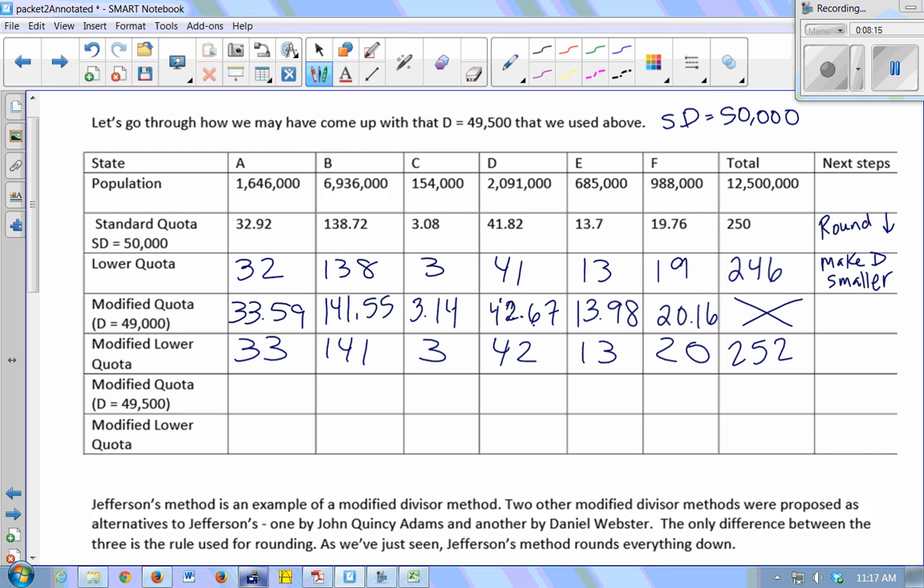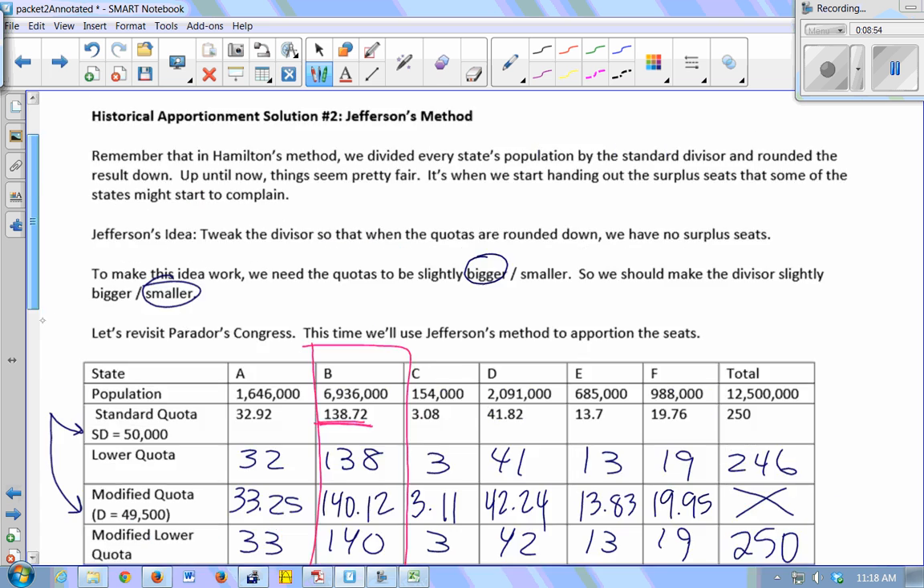Is that too big or too small? Too big, right? It's too big. So I need to make D bigger, because making the divisor bigger will make the answers a little bit smaller, and then my sum will be a little bit smaller. So 49,000, I knew I had to go down from 50,000. I went to 49,000, but I went too far. Right now I have to make D bigger, but I know that 50,000 was too big, so maybe I'll go somewhere in between, 49,500. So when I use that one, I already know the results because we did it over here, right?